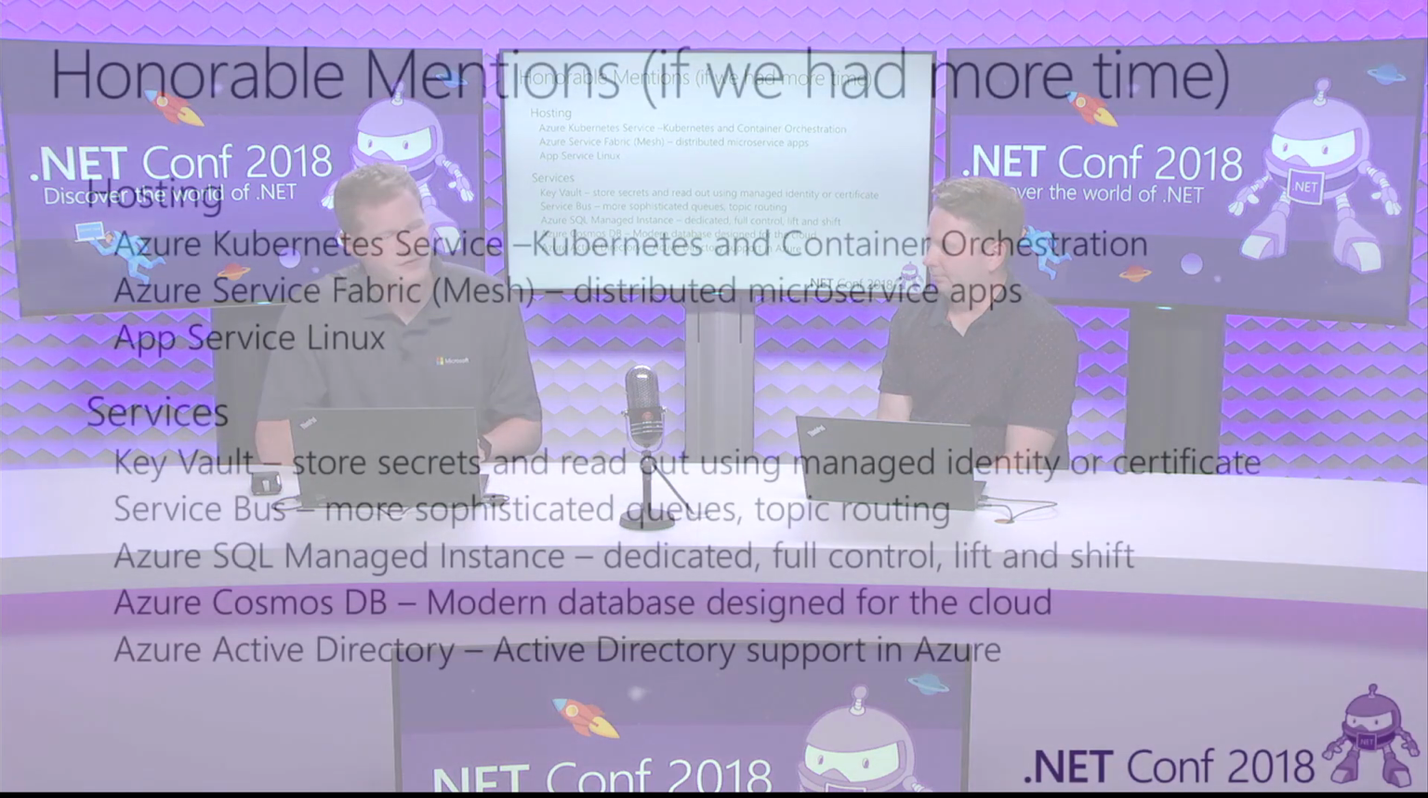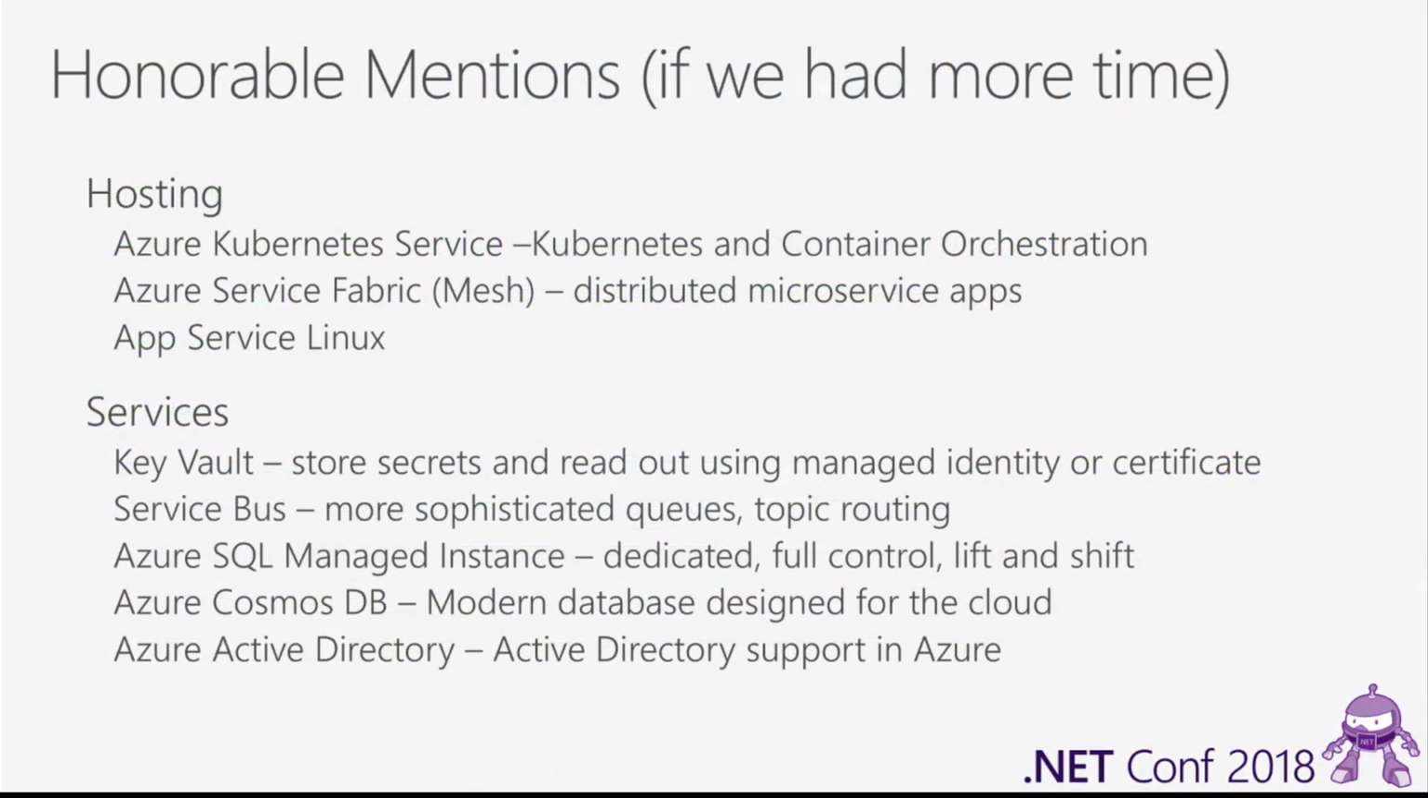So a couple honorable mentions. Obviously, we didn't have time to talk about everything. A couple other hosting options are really good depending on what you need. We have Azure Kubernetes Service. If you're looking to work with containers, it's a great place to work with containers, an awesome orchestration system. Azure Service Fabric Mesh is really good for distributed microservices. It has a very interesting programming model. Let's say you want to have a stateful collection instead of a cache. You could just write to the collection.